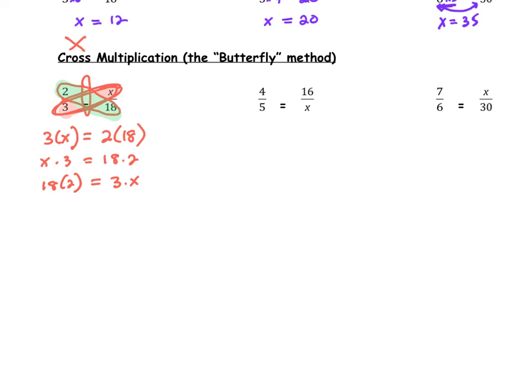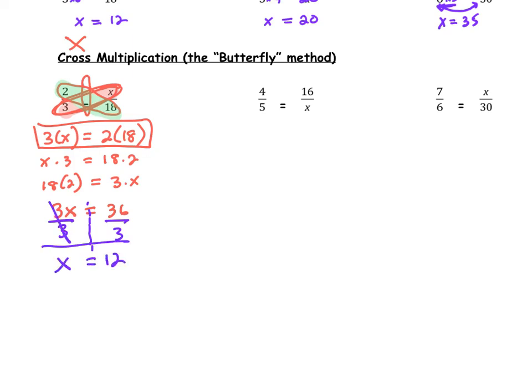So as we look at this, we have 3x, and 2 times 18 would be 36. And now we have a one-step equation on our hands. We're going to solve that by dividing by 3 on both sides, and that leaves us with x equals 12. So in other words, 2 is to 3 as 12 is to 18, and we found the same example. We have the same example up above.